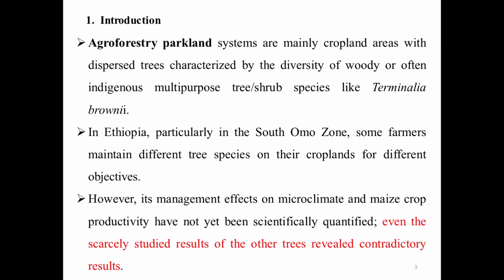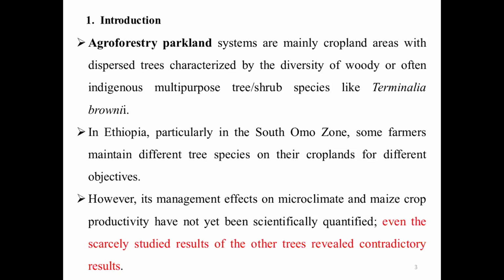Agroforestry parkland is a system in which trees occur in croplands, deliberately kept by farmers, either as remnants of forest trees or as domesticated trees on the farmlands, for multi-purpose uses. In Ethiopia, particularly in southern Ethiopia, this practice is already carried out by indigenous smallholder farmers. However, its management effects on microclimate and maize yield and productivity have not yet been scientifically quantified.